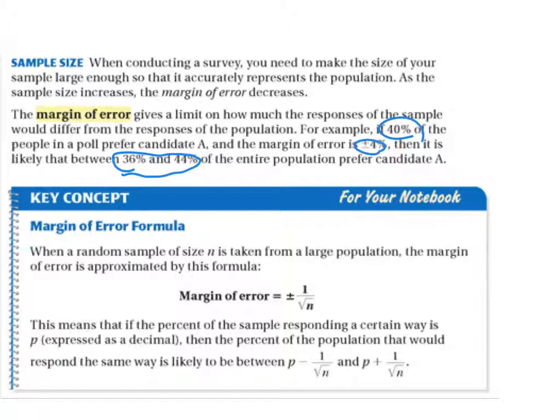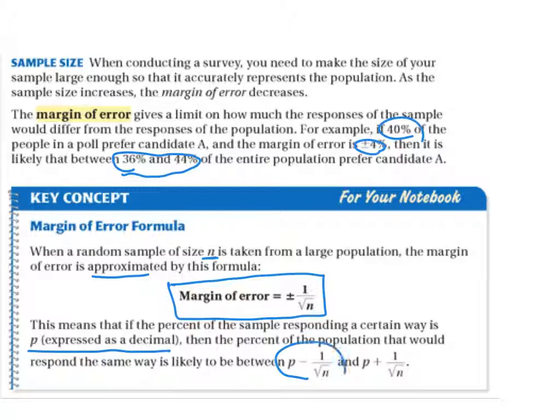prefer candidate A. When a random sample size n is taken from a large population, the margin of error is approximated by this formula. Margin of error is plus or minus 1 divided by the square root of n. This means that if the percent of the sample responding in a certain way is p, expressed as a decimal, then the percent of the population that would respond in the same way is likely to be between p minus 1 over square root of n and p plus 1 over the square root of n.